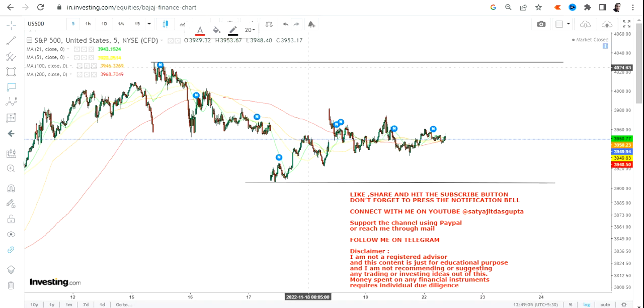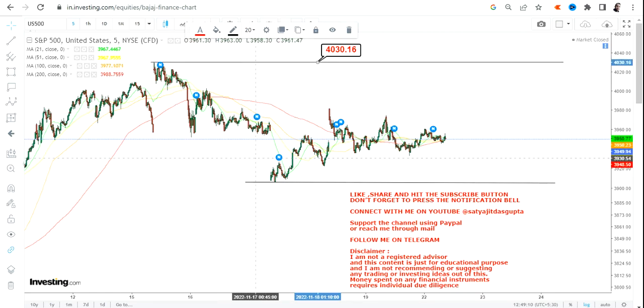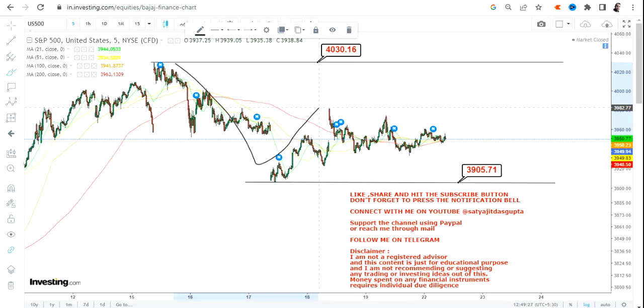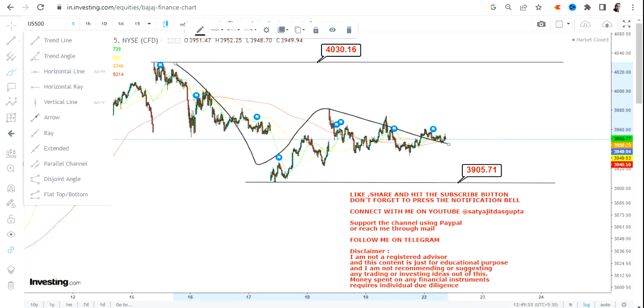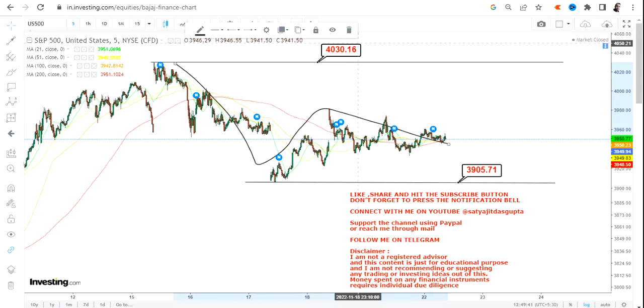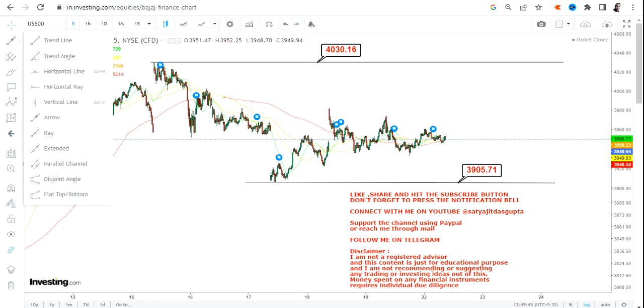Okay, so first of all, about the S&P 500, what we can clearly see is after making a high of 4030, S&P 500 has nearly touched the lows of 3905. And if you are looking at the price chart right now, what it indicates is this is a downtrend. There is a slight bounce back and then you have seen some consolidation. So overall the price chart is on the downside, as you can see. So first of all, in the last couple of days, or I would say in the last 1 or 2 weeks, the trend is majorly on the downside.